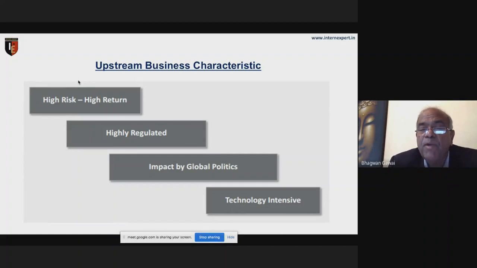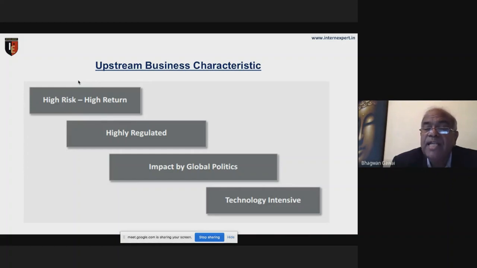Impact by global politics. See, what has happened globally, if you see, a lot of politics is going on, so it has a high impact on this. Most of the time, if anybody wants to do upstream operations, they think about whether any situation in politics will change, whether there will be war or any other issues. So people have to take very precautionary measures to take oil blocks for production and exploration.